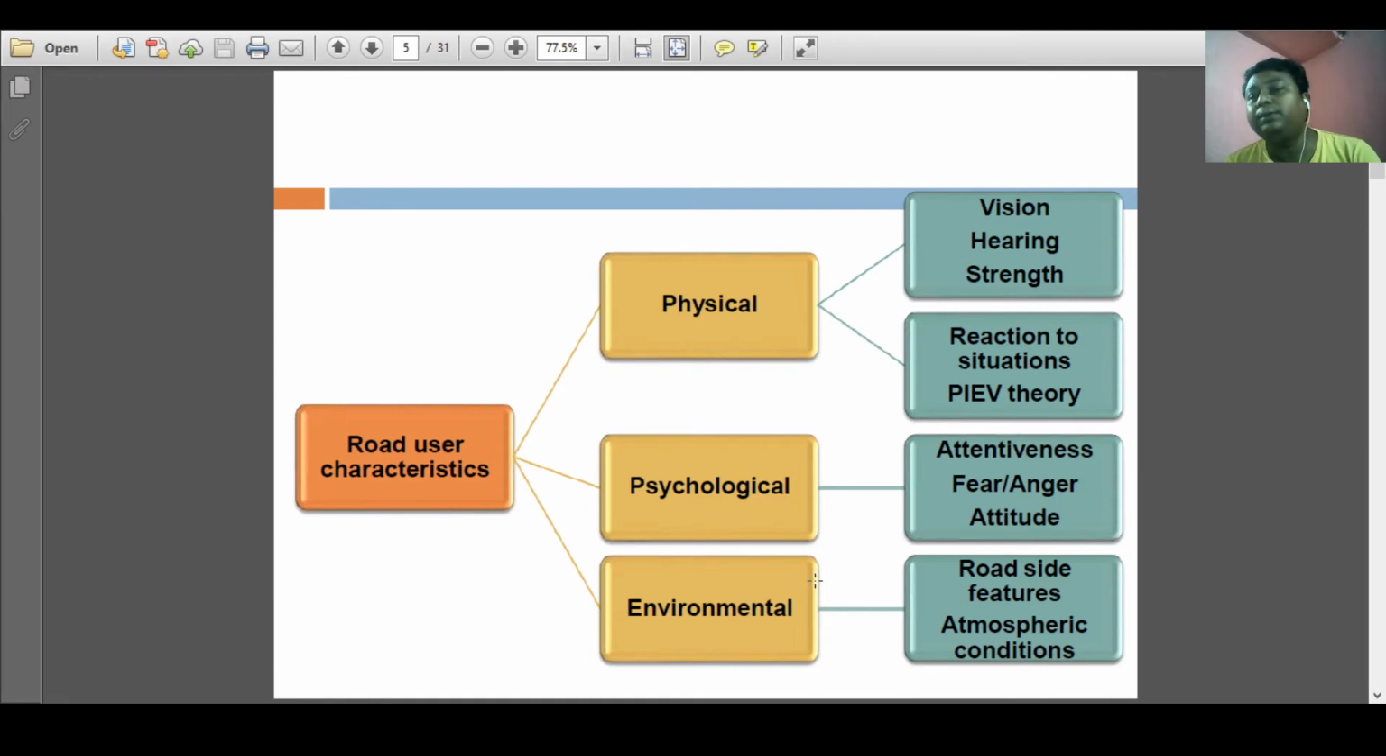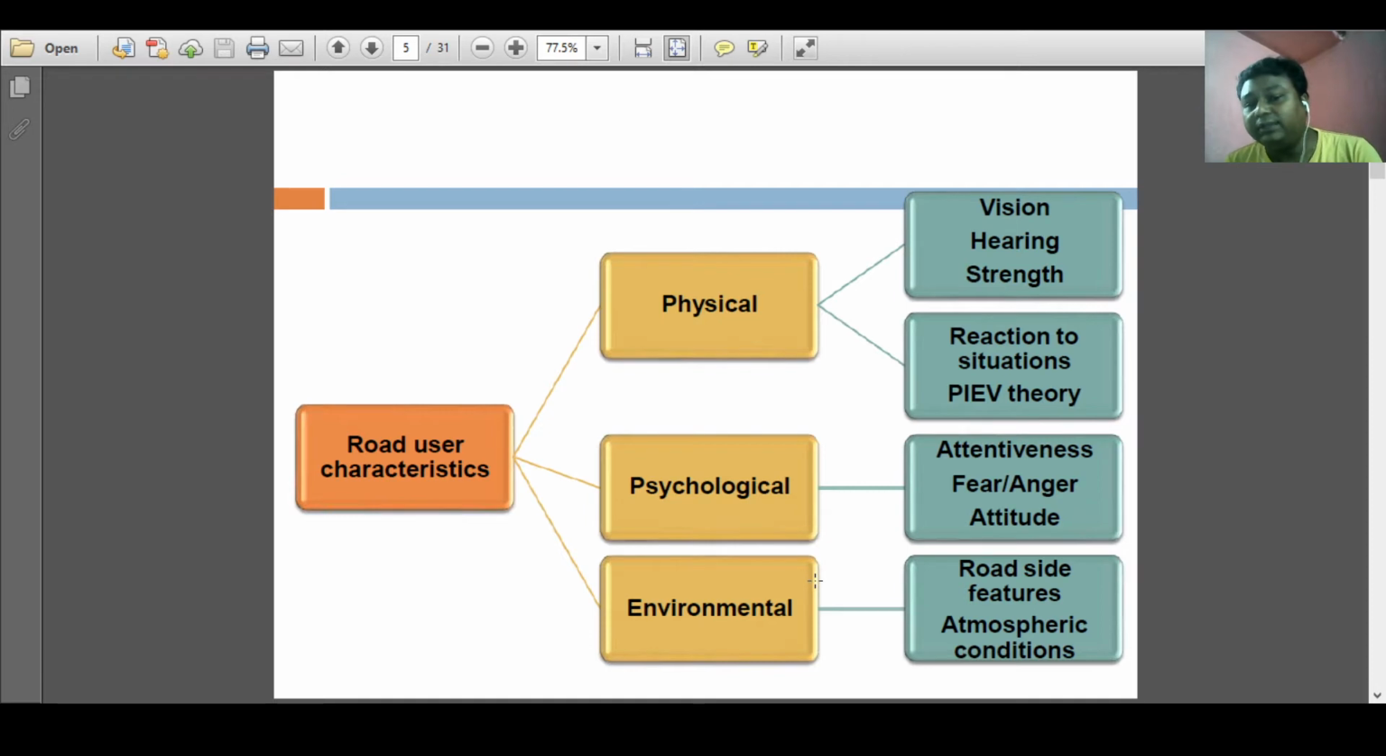What is P? P is for perception, I is for intellection, E is for emotion, and V is for volition. We will discuss those in a later section. Next is the psychological. Psychological characteristics are attentiveness, fear, anger, attitude. These are some psychological parameters.